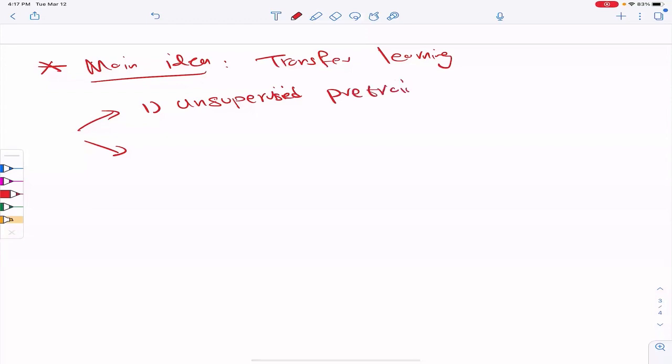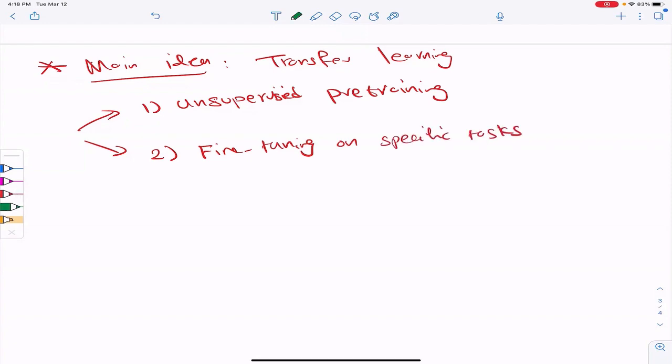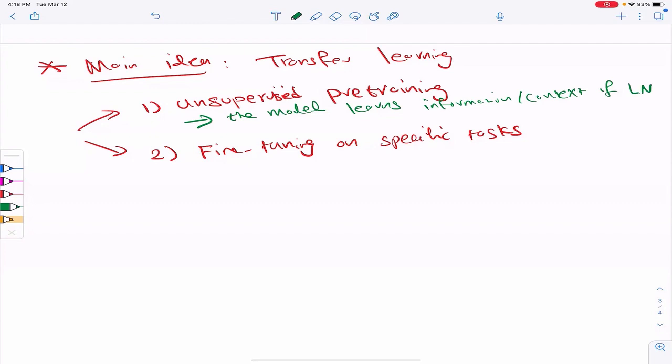Pre-training. And step 2 is fine-tuning on specific tasks. So with unsupervised pre-training, hopefully the model learns information, context of language modeling. Right. So that's the main idea.